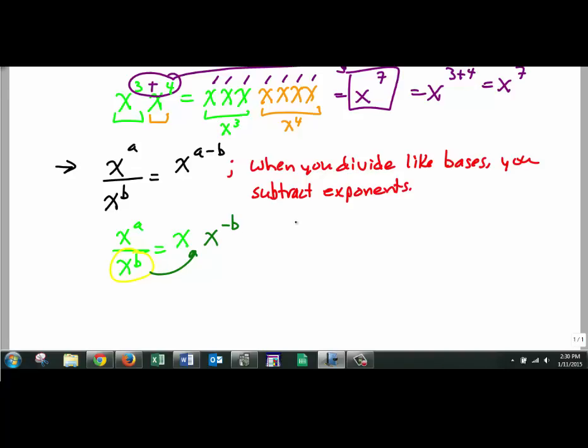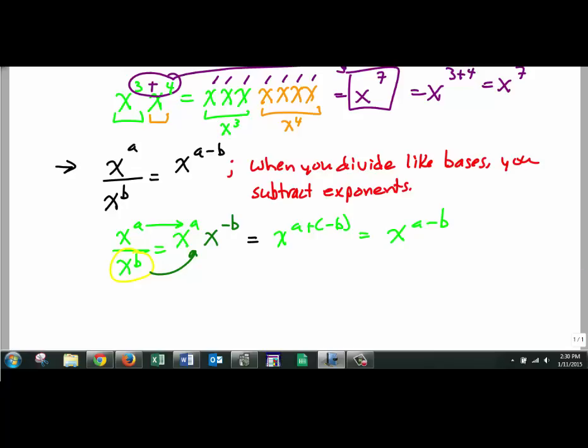And then we apply our next rule. When you multiply like bases, you add the exponents. So I have x to the a plus a negative b, which is just x to the a minus b. So that's our rule. When you divide like bases, you subtract exponents.